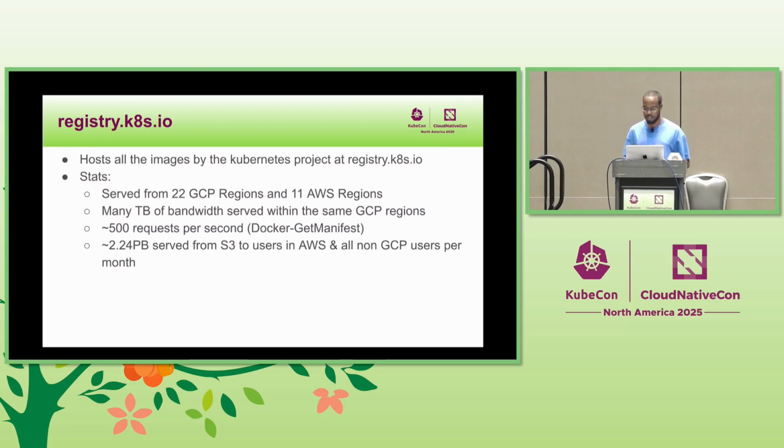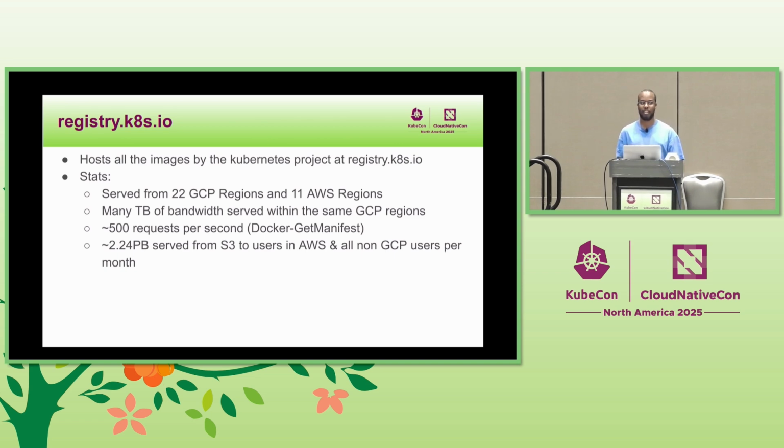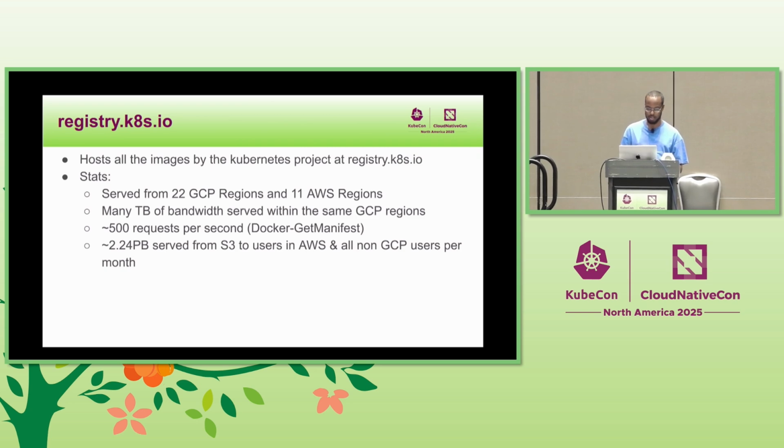We're serving many terabytes of data to traffic originating from Google Cloud within the same region. We don't know how many. On average, we're getting about 500 requests a second to pull images. In the Docker API, if you're pulling an image, this is what it looks like. We receive this request, and then you get redirected to the blobs, right? We're serving about 2.2 petabytes from S3 to users in AWS, and for all traffic that's not from GCP. So a lot of traffic and a lot of images being served to the users.